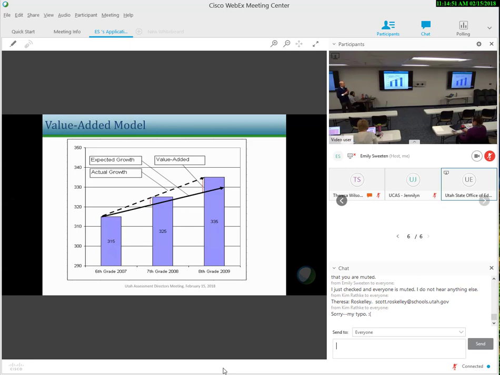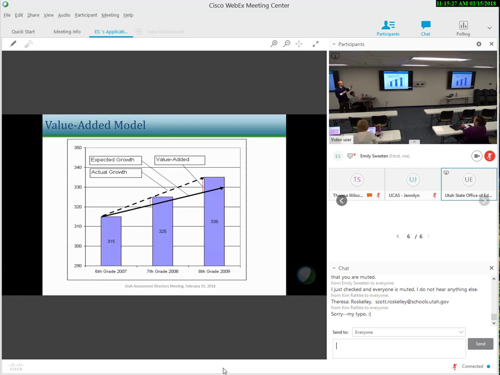So in its simplest case, I have the kids' scores in 6th grade, 7th grade, 8th grade. Let's pretend I was just basing this on 6th and 7th grade, and then I was looking at the 8th grade score. The dashed line is how much they actually grew, but based on their prior achievement and perhaps some other factors, the solid line would be their expected growth.